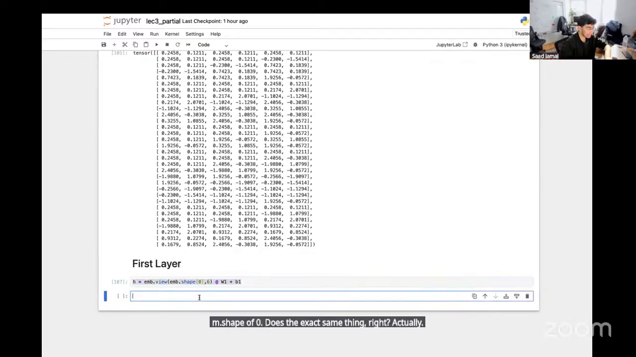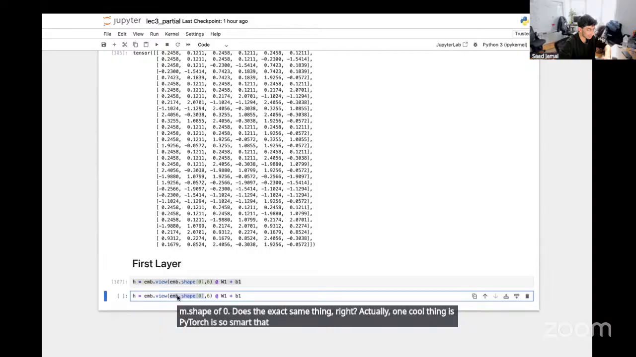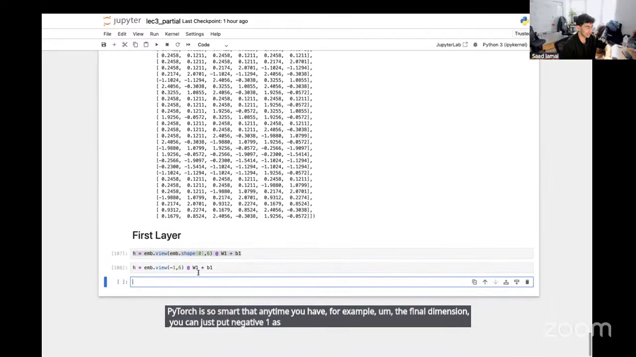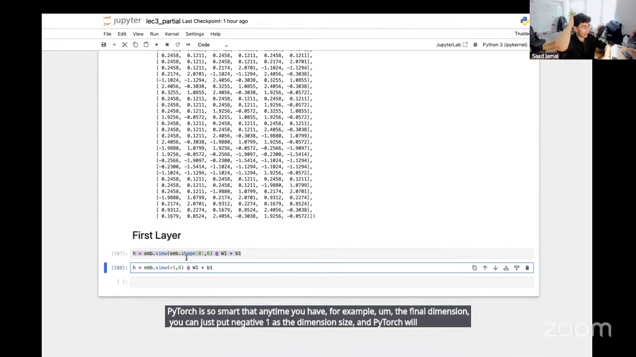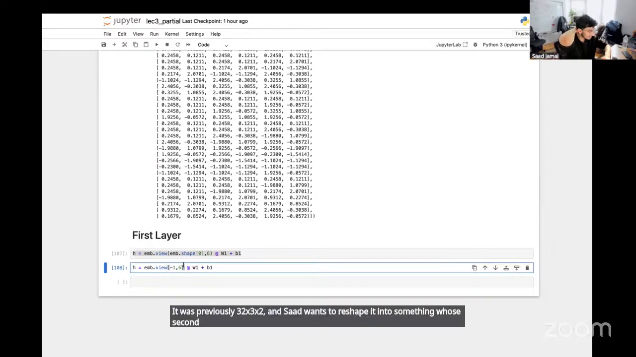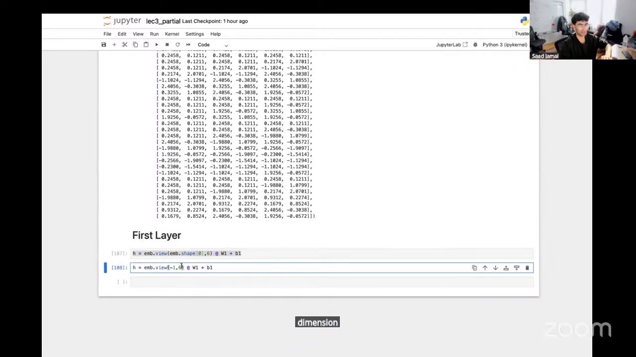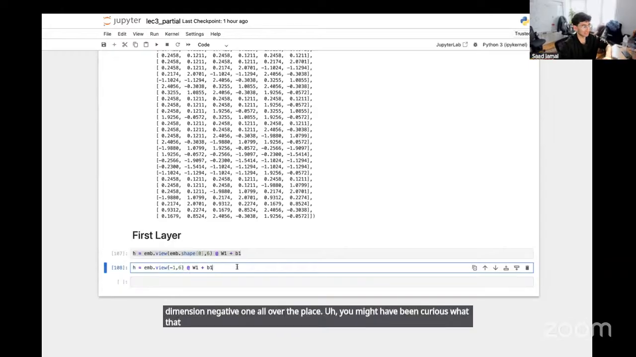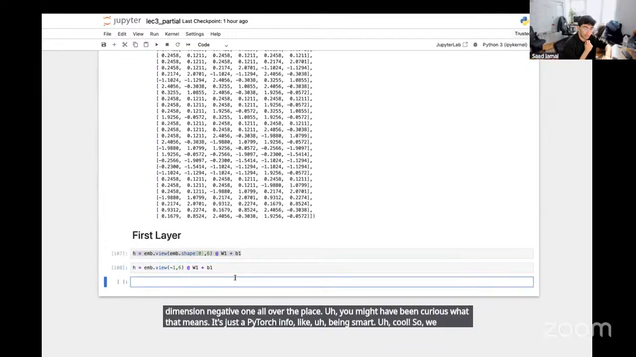Actually, one cool thing is PyTorch is so smart that anytime you have, for example, the final dimension, you can just put -1 as the dimension size, and PyTorch will infer that, okay, if this thing was previously 32 by 3 by 2, and Saad wants to reshape it into something whose second dimension is 6, by process of elimination, it must be the case that this is 32. So that's just a cool PyTorch thing. You might be confused if you ever read some PyTorch code and you saw dimension -1 all over the place. You might have been curious what that means. It's just PyTorch being smart. Cool. So we figured out how to make our first layer more efficient.